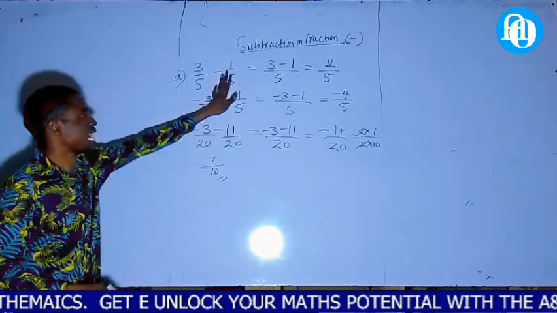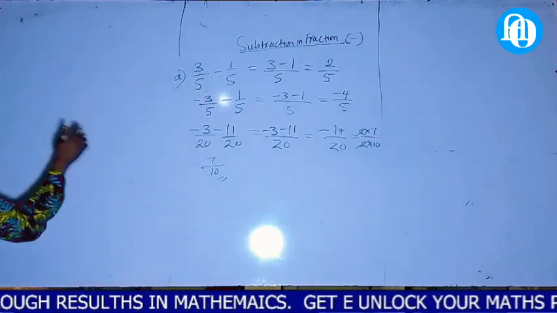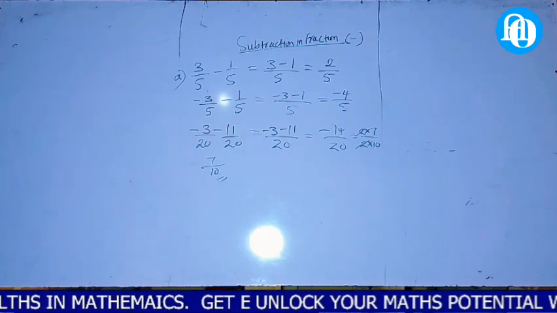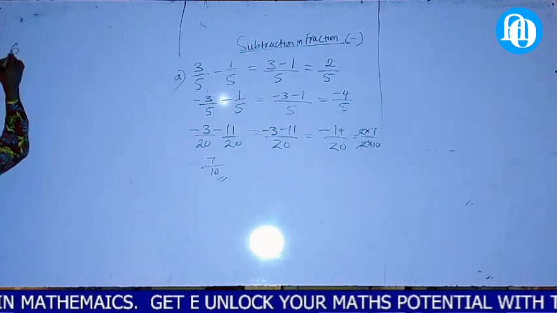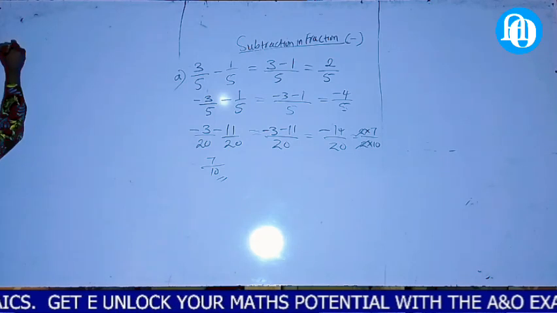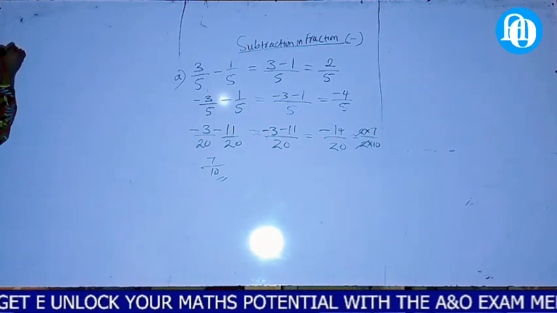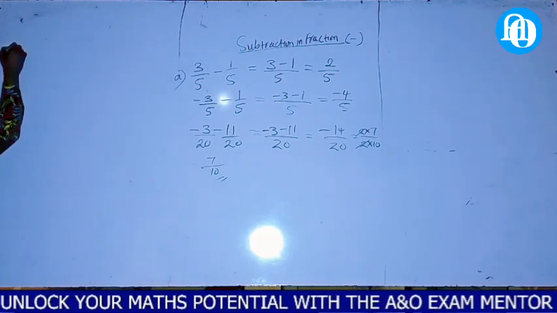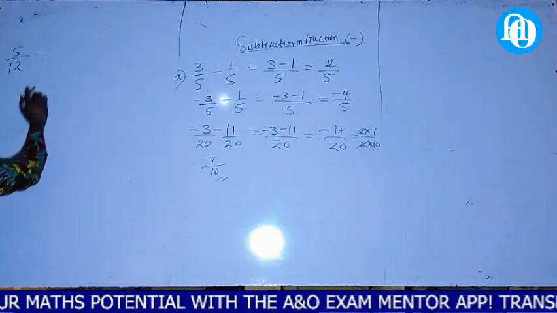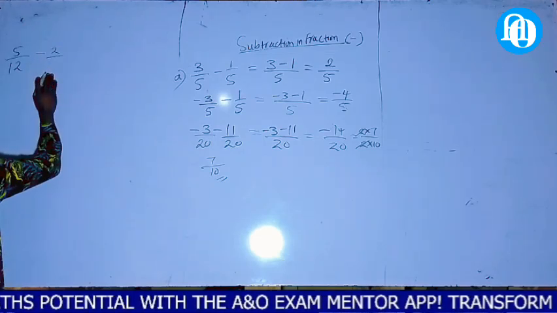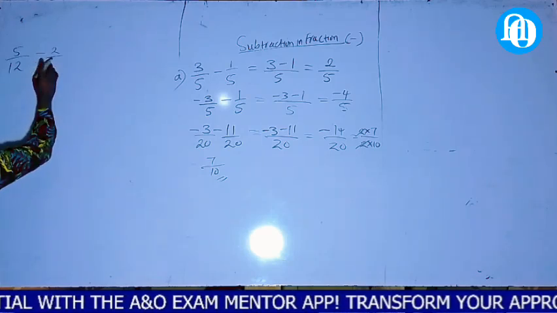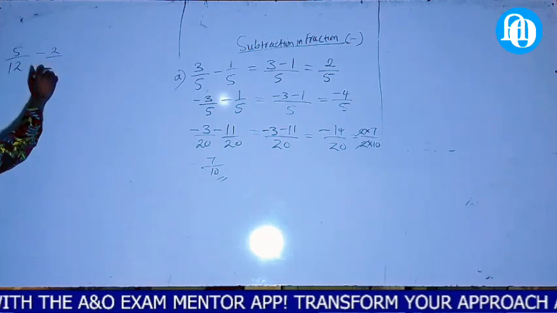What about the ones that are not the same denominator? Now, the same thing. Let us look at this. Very important that we really understand. Let me give us like 5 all over 12 minus 2 all over 18.